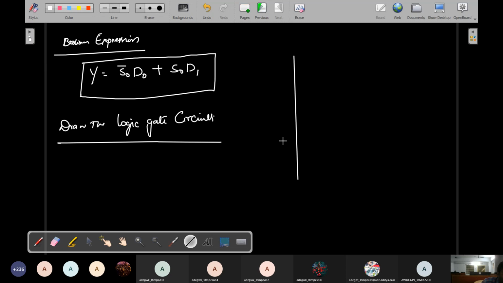This is the S terminal. This is called S naught, and here the complementary is S naught bar, equal to 1. Here the complement, I'll consider through a NOT gate. So this is a NOT gate. This is the complement. After that I'll write the D0 and D1 terminals.